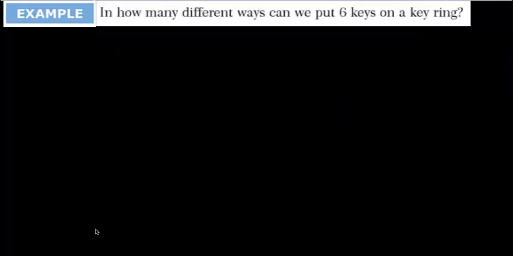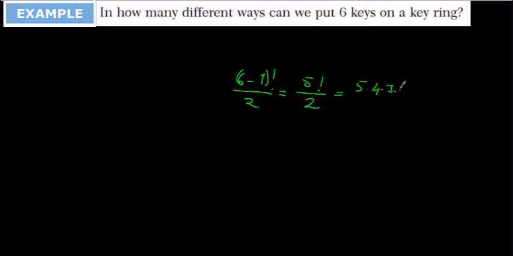Okay, in how many different ways can 6 different keys be put on a ring? Here the answer is going to be 6 minus 1 factorial over 2, which is equal to 5 factorial over 2. 5 times 4 times 3 times 2 times 1 over 2, and the answer is 5 times 4, 20, times 3, 60. So there are 60 different ways we can put them on a necklace.